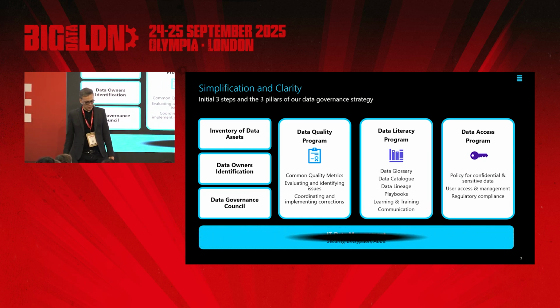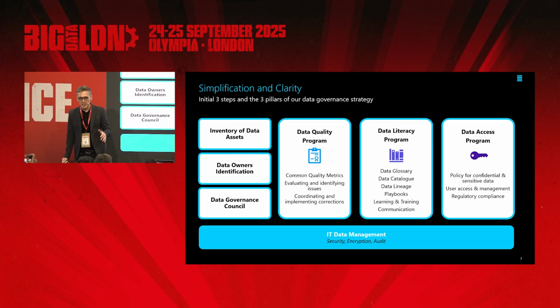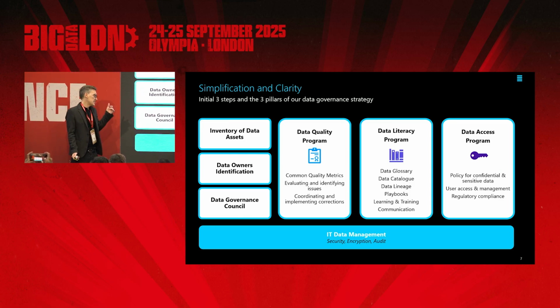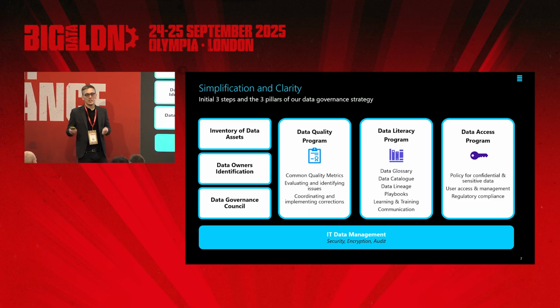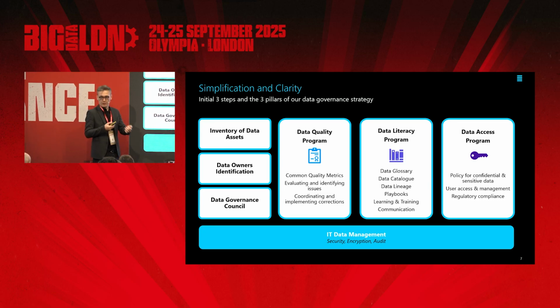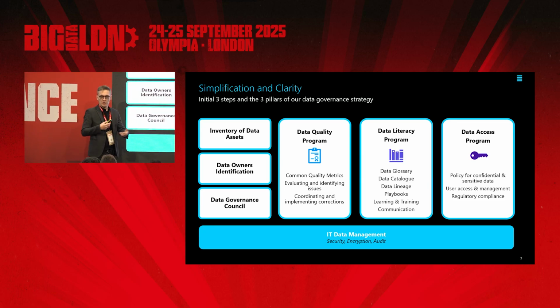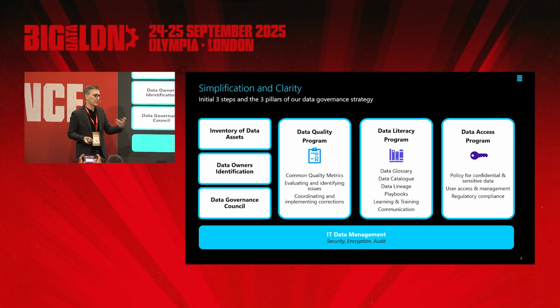There is a fourth layer that I'm not going to talk about today, but that we work hand in hand with, which is what we call IT data management. It's everything that concerns security, audit, and encryption, making sure that there is the right password, the same password across your teams, and that everything is encrypted when your data is traveling from point A to point B, and so on.